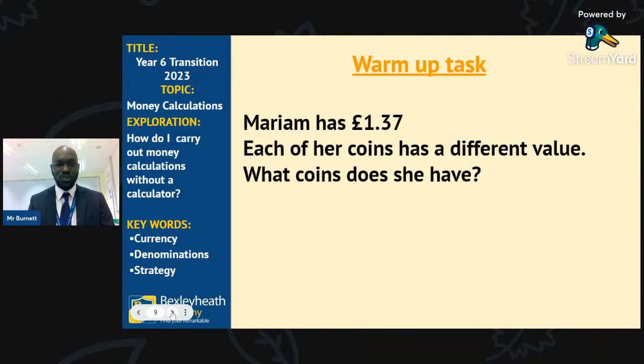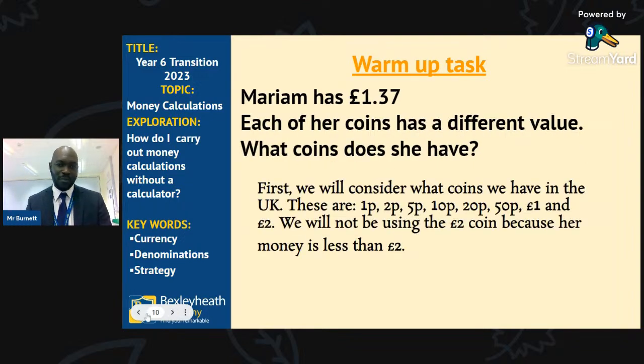Now, after you have found an answer, please make sure you go back and check it. We just don't take the first answer that comes to our mind. We would check it. So I was talking about the £2 coin. We wouldn't be using the £2 coin because it is more than £1.37. So I would try first to use the £1 coin, which is what everybody here, even Martin B as well, has tried to use.